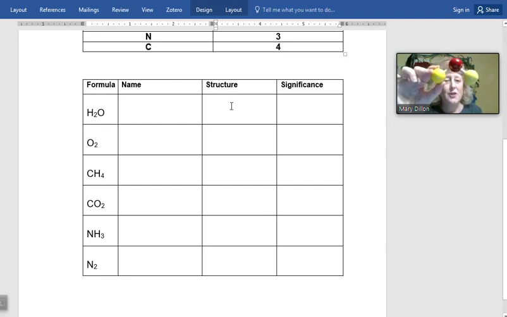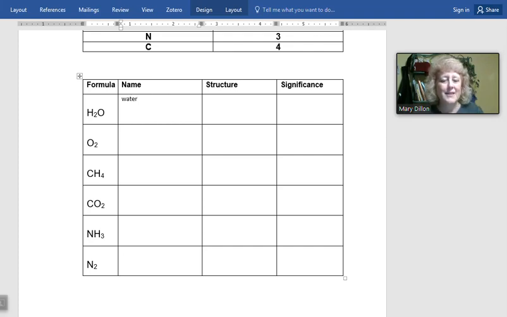And for the structure, I want you to draw this. All right, I'll help you out a little bit here. For the name, I'll just type in water. See, that's not too hard. You draw this for the structure. And you know what? We've spent 2 lectures and a chapter on water, so I'll let you write down a fun fact about water. Your choice.